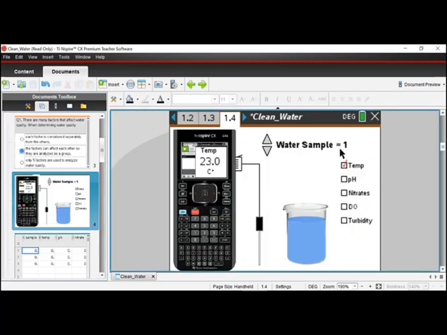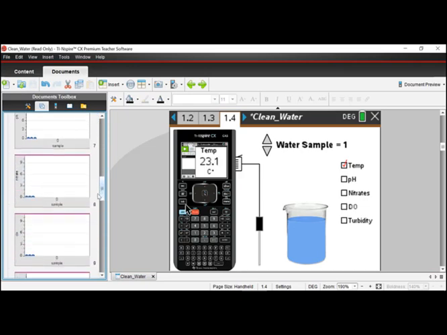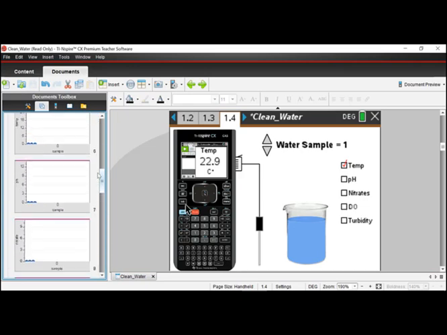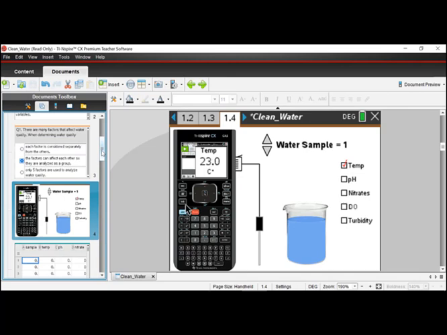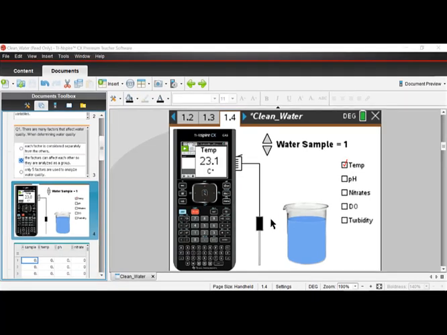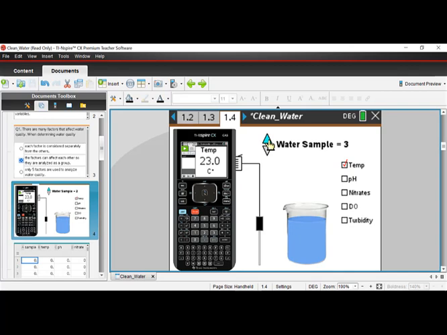All right, so water sample 1, what you see here is the TI-Nspire CX graphing calculator. I'm going to use that little green button to start collection when I'm ready, and then I'll use this little click button to capture the data point. And it's going to capture the data in this table down here, and then later on we're going to look at several graphs to figure out what's going on with that particular sample of water. All right, so we're going to look at temp, pH, nitrates, dissolved oxygen, and turbidity in 3 different water samples. Obviously we're going to start with water sample 1.